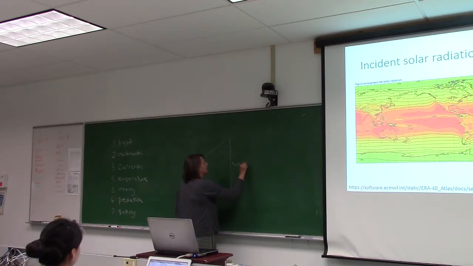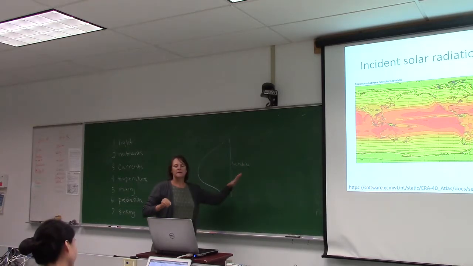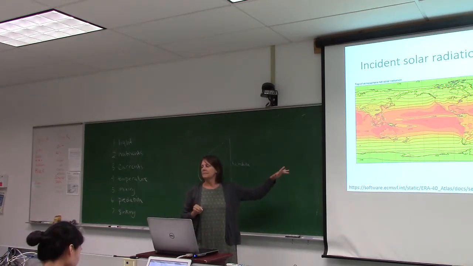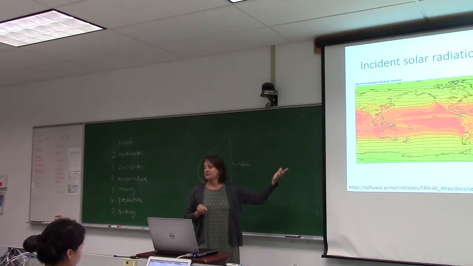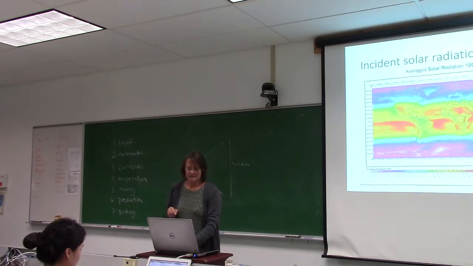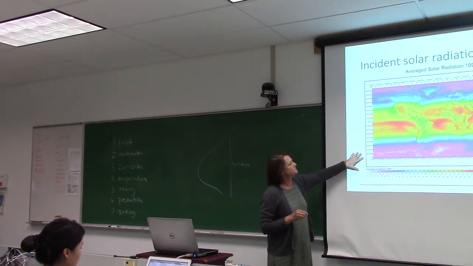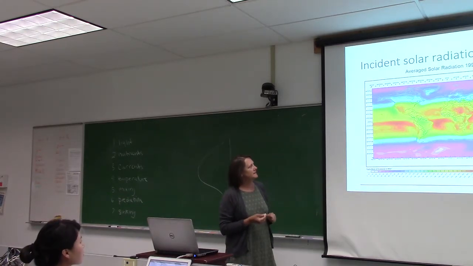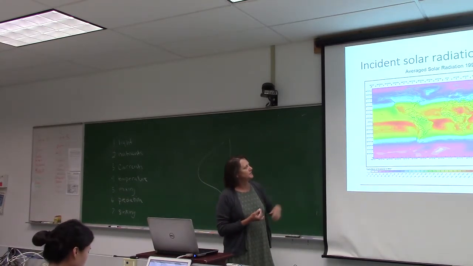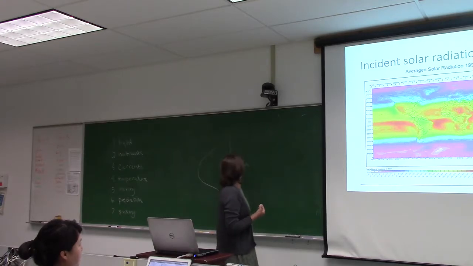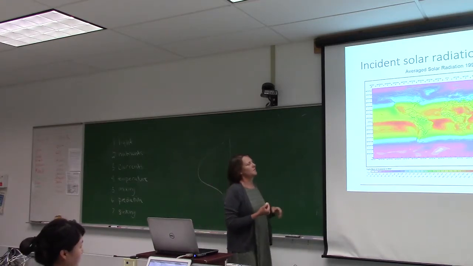Okay. So is that really what hits the ocean? No. So what hits the ocean? What's transmitted through the atmosphere? And so it looks something more like this. That's the incident solar radiation. That's an annual average over a number of years, 20 years, 10 years. So it looks like this, except you see some different patterns.